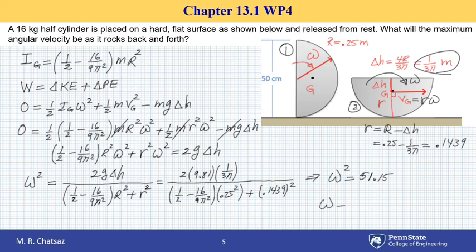51.15. Taking the square root of it gives me omega equal to 7.1 radians per second, which is the desired maximum angular velocity, which occurs when the semi-cylinder is in horizontal position. Observe that as time goes on, omega turns in the clockwise direction, and the cylinder rolls up to come to a standstill, and then it rocks back and forth.